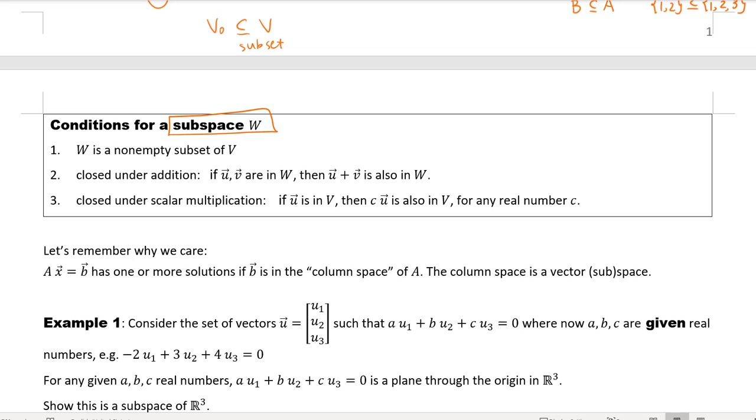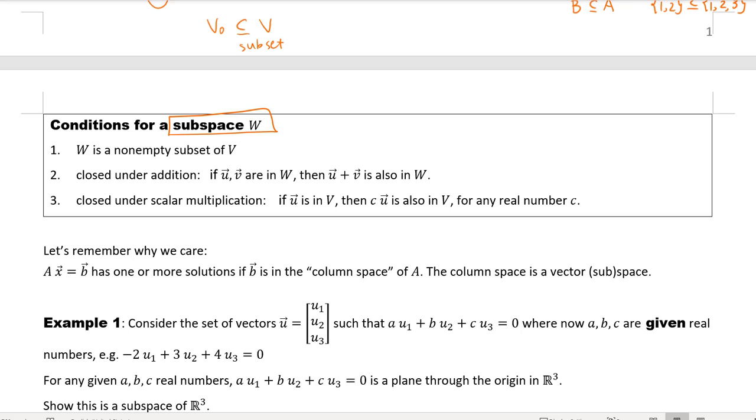Conditions for subspace: W is a subspace of V. First, W is a non-empty subset of V. Second, closed under addition. If U and V are in W, then U plus V is also in W. Third, closed under scalar multiplication. If U is in W, then CU is also in W for any real number C.